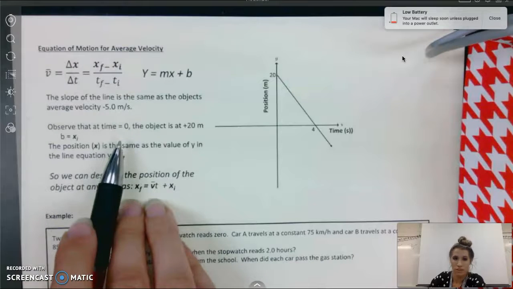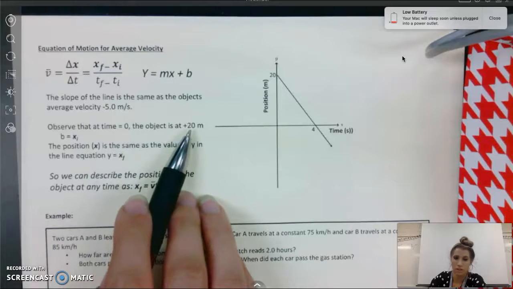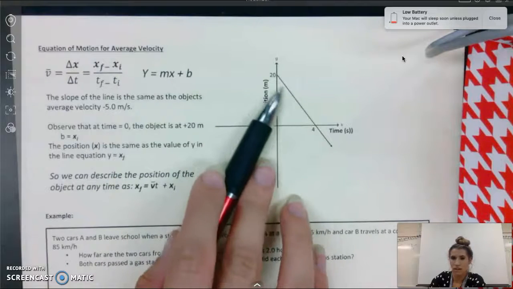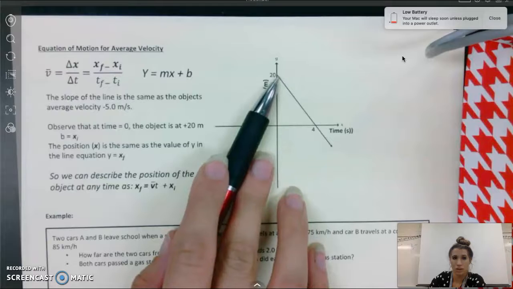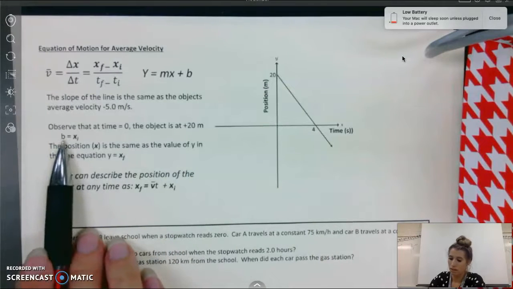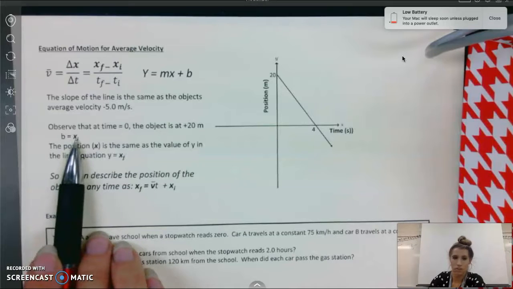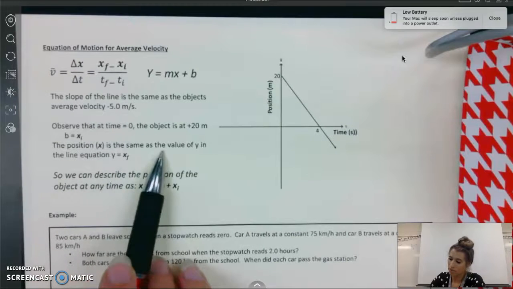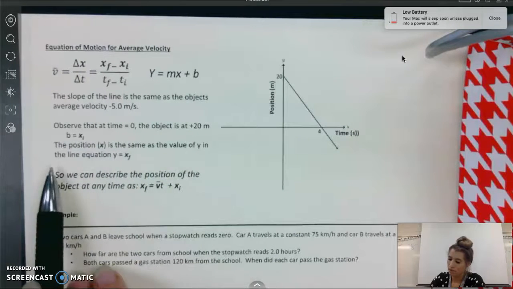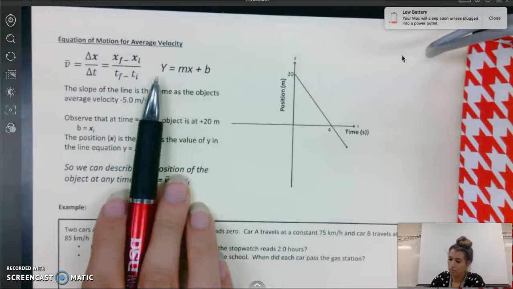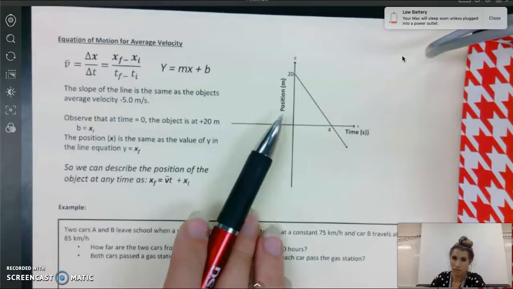At time 0, we see that the object is at plus 20 meters. Now, b means y-intercept. So see how this line intercepts our y-axis at 20 meters. Okay, so that's what's saying here. b is actually equal to our initial position, which was 20 meters. So our position is the same as the value of y in the line equation. So like we said, the y here is position. Okay, and so that would be our y final.